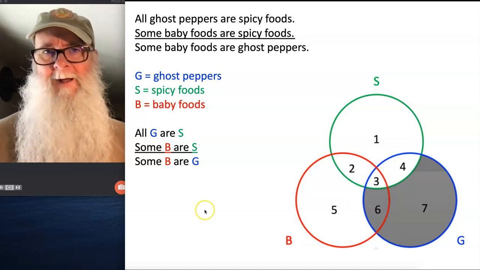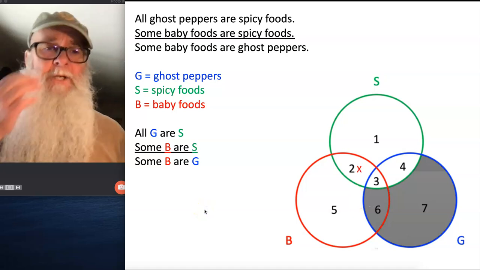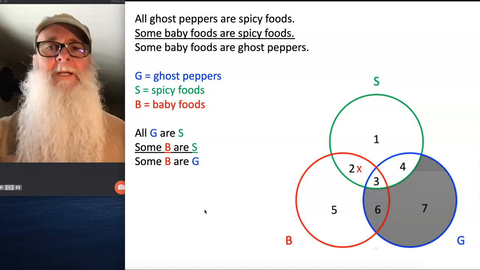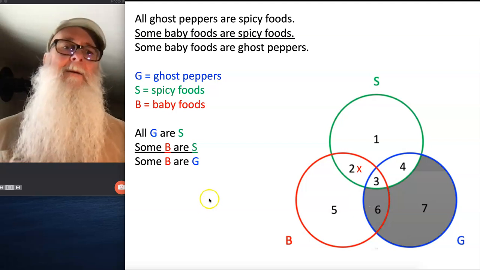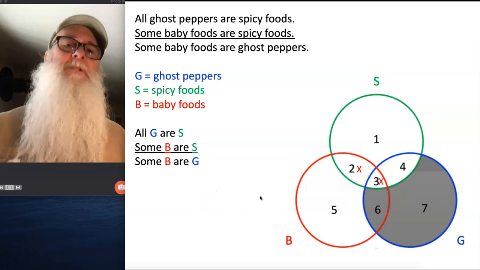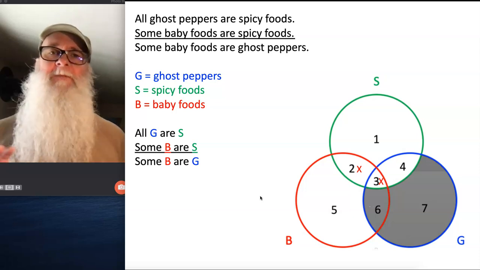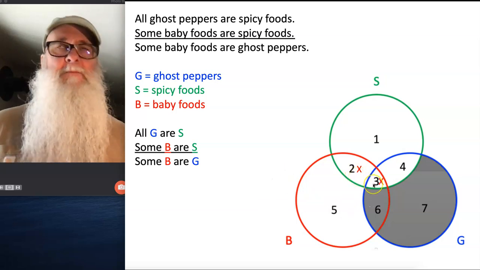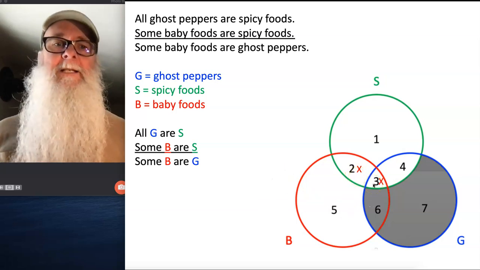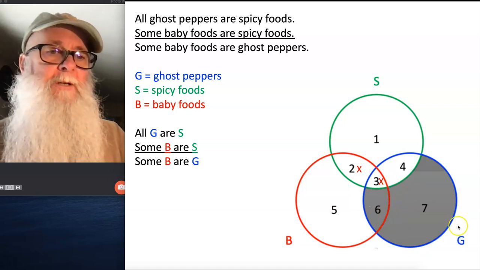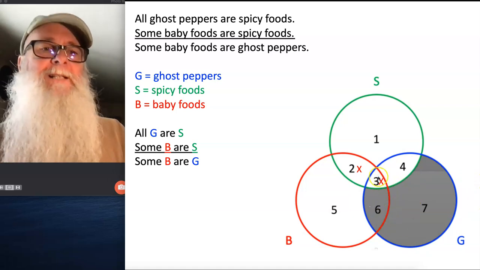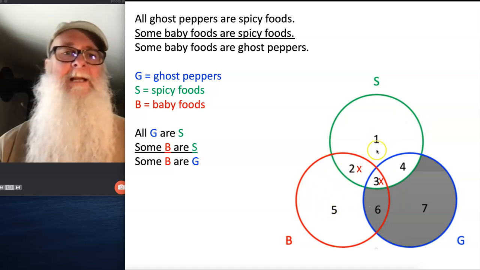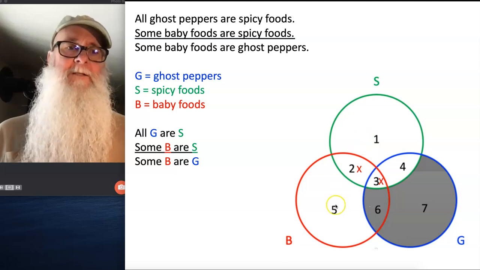And here's where I run into a problem, right? Because I could mark an X in area 2. If I mark my X in area 2, I am showing the statement some B are S. But I could also mark an X in area 3 to show that some B are S. Both of those X's show the statement some B are S, and neither one of these X's is more of a B or more of an S than the other. Just because this X in area 3 is also included in the G circle doesn't make it less of a baby food. It's still a baby food. It's still part of the B circle, and it's still part of the spicy food circle, the S circle.